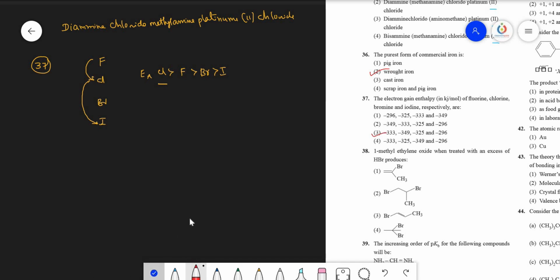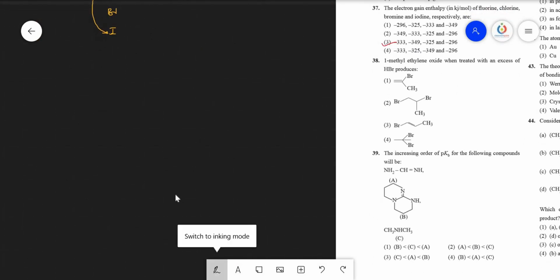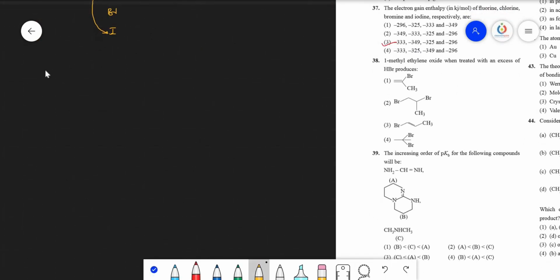Next, the 38th question. 1-methyl ethylene oxide, when treated with an excess of HBr, produces... First of all, let's write down what 1-methyl ethylene oxide is. This is 1-methyl ethylene oxide. It is treated with an excess of HBr, they said. So let us take initially only 1 mole of HBr.